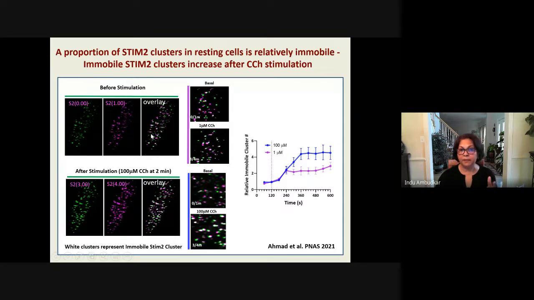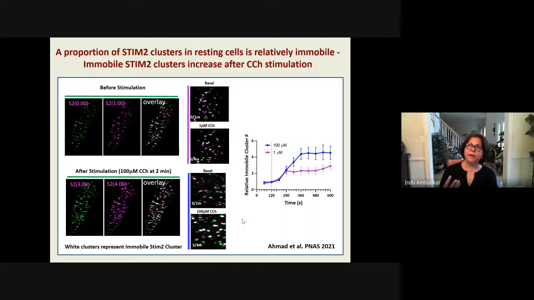They're relatively stable. We don't know that they will last forever after stimulation, but at least for a 1 minute, 2 minute, 4 minute time frame, we can see them. And after stimulation, the number of stable clusters increase. Similarly, at a high carbachol concentration. So this became really interesting that there are these stable clusters under basal conditions, in resting cells, and following stimulation, these increase. So the change in mobility has also been previously reported for STIM1 and ORI.